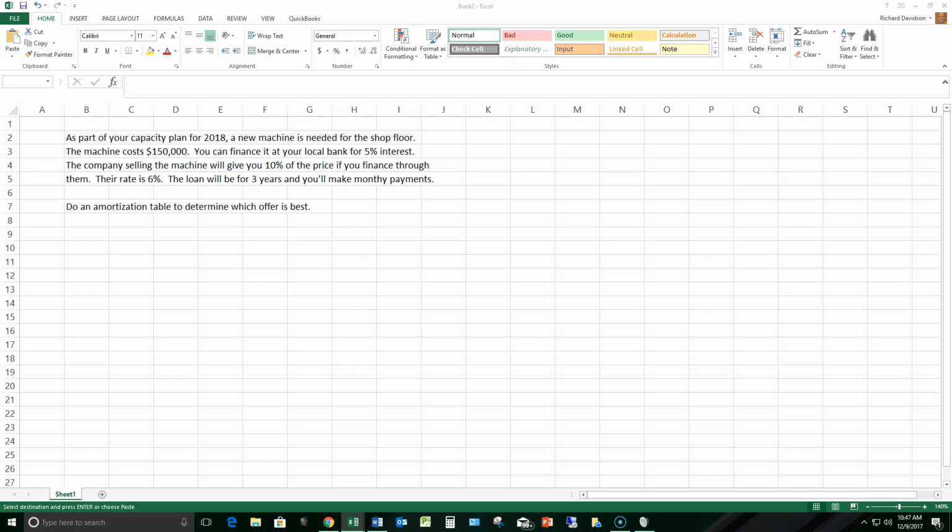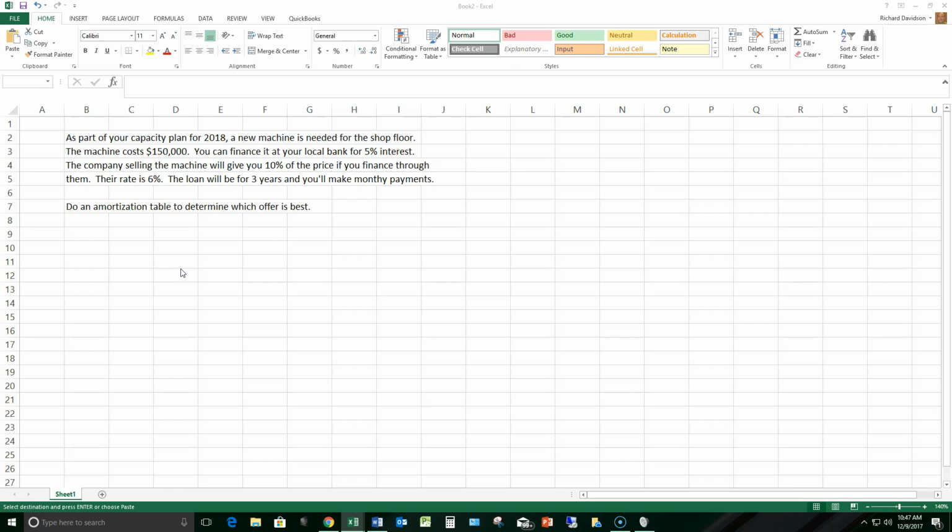The first problem on my list was an amortization table. What we have presented today is, as part of a capacity plan for 2018, a new machine is needed for the shop floor. The machine costs $150,000. You can finance it at the local bank for 5% interest. Or the company selling you the machine will give you a 10% discount if you finance through them. Their rate is 6%. Both loans will be for 3 years and you will make monthly payments. The question is, which offer is the best?